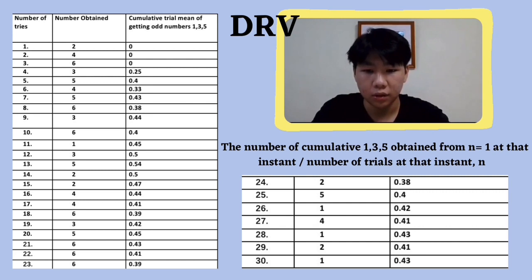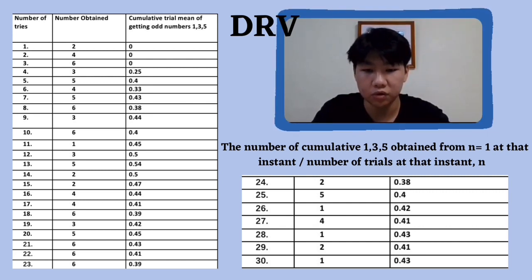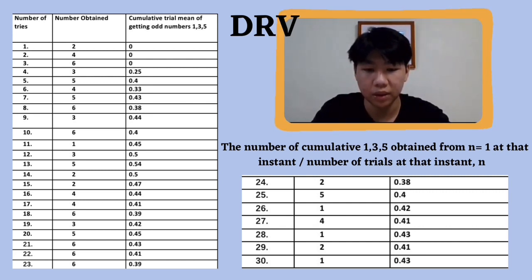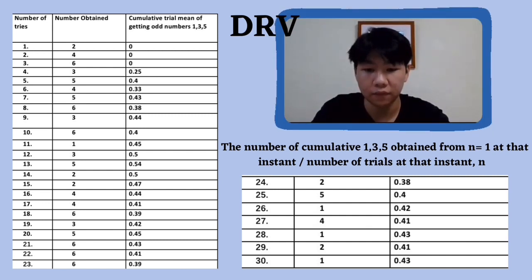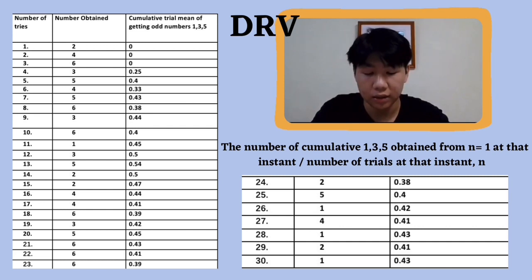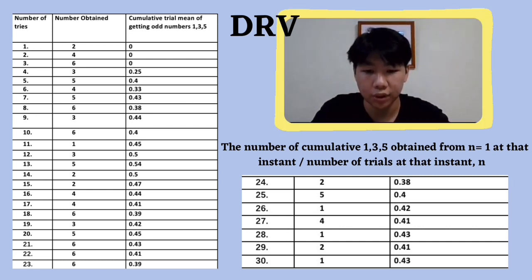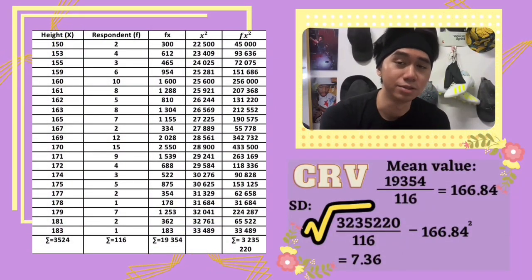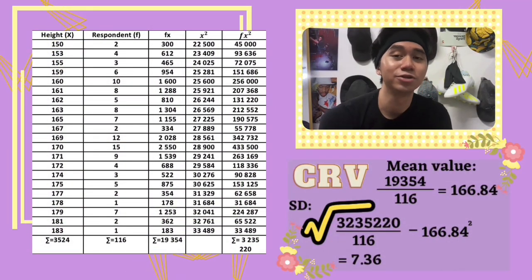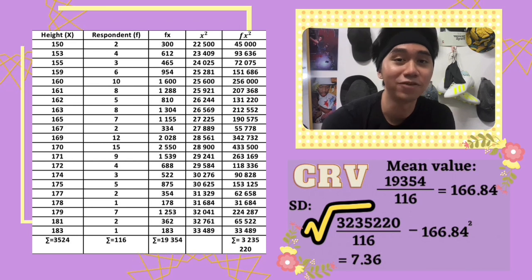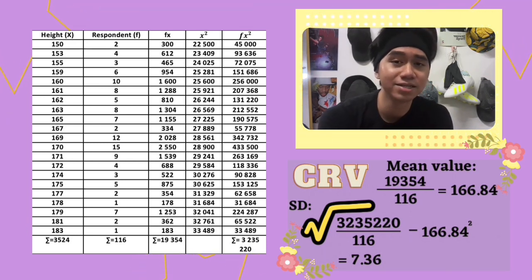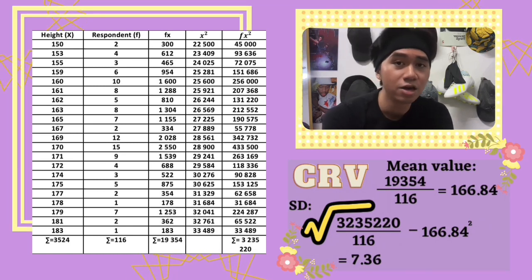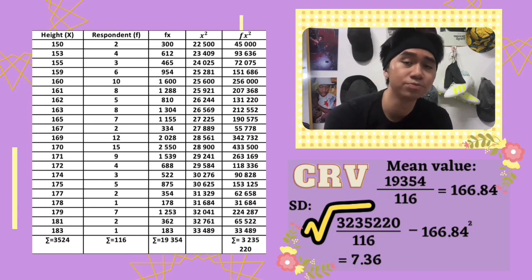Moving on, the formula for calculating the cumulative trial mean of getting odd numbers from the dice is the number of cumulative 1, 3, 5 obtained from the first trial, which is n, at that instant over number of trials at that instant. Moving on to continuous random variable, based on our survey, these were the outcomes. There were a total of 116 students that took our survey about the Form 5 students' height. After we were done with the survey, we arranged the height in ascending order so it's more organized.